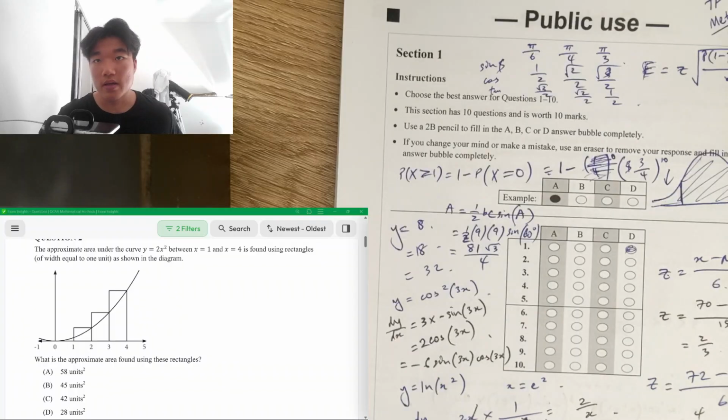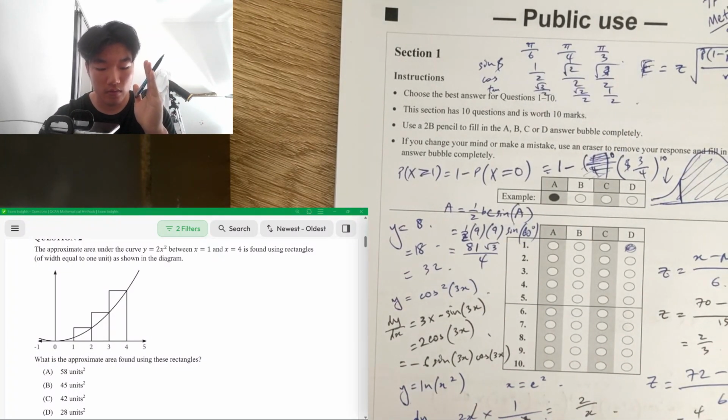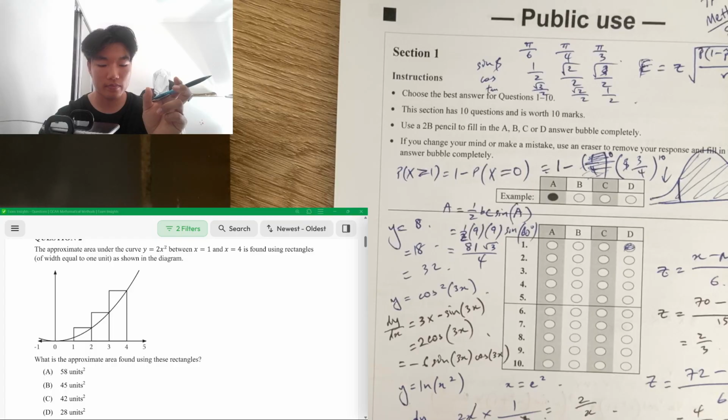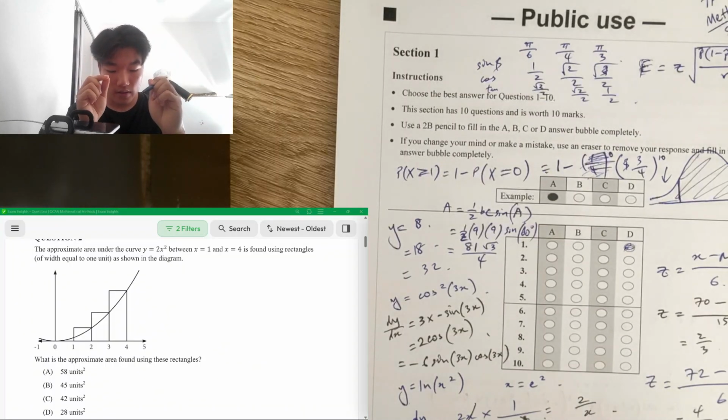We can see that in the diagrams, the top right corner determines the height of the rectangle. Well, no. In the intervals, it's the right value that determines the height of the rectangle.